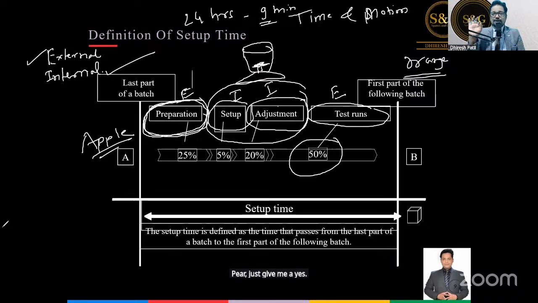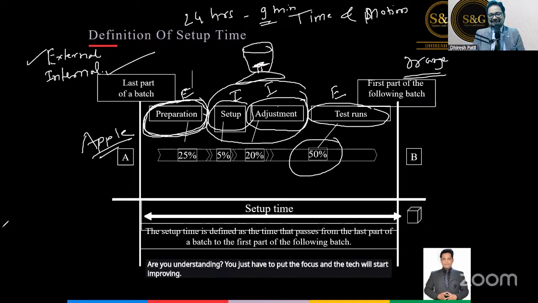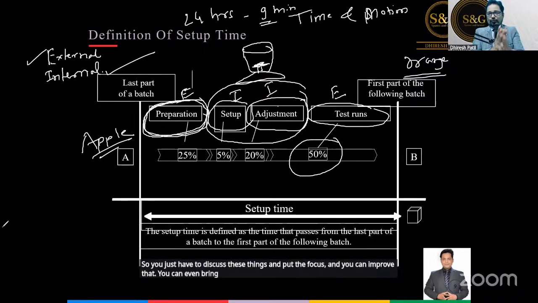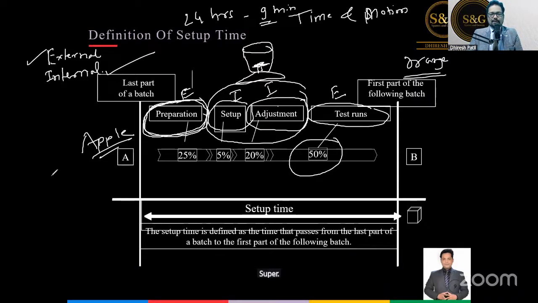See, I'll tell you the biggest secret of improvement. Shall I tell you the biggest secret of improvement? Wherever you put focus, that will improve. Write this down. This is the final crux I've understood. There are so many tools available. Are you understanding? You just have to put the focus and that will start improving. Now AI is also handy for us. So you just have to discuss these things. I will put the focus and you can improve that. You can bring that down, that timeline or the defect, etc. Super. Let's move ahead.